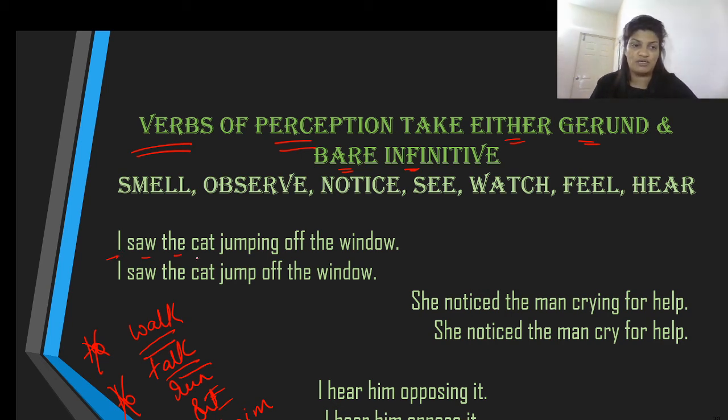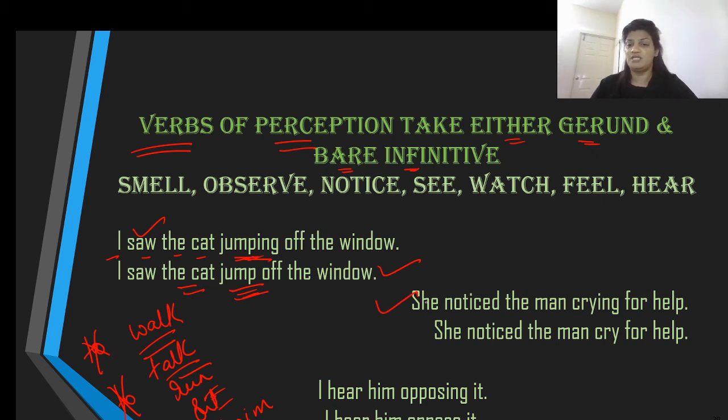I saw the cat jumping off the window. "I saw" is a verb of perception. Similarly, I saw the cat jump off the window. Jumping, jump, both are correct. You wouldn't say "I saw the cat to jump", but you say "the cat jump off the window".